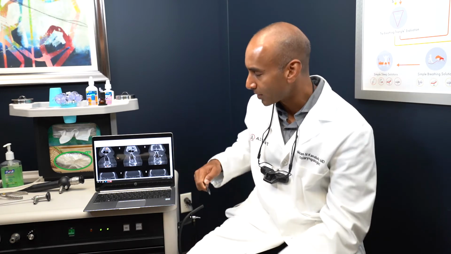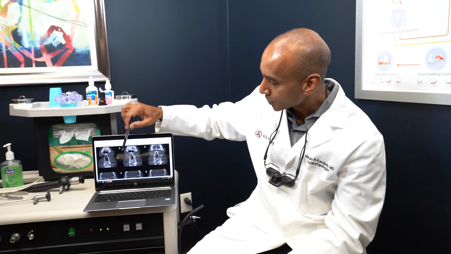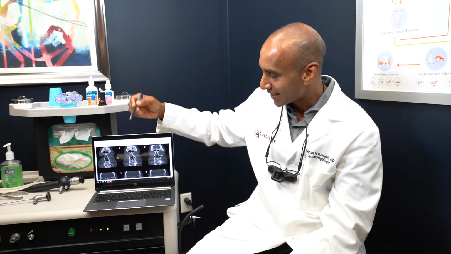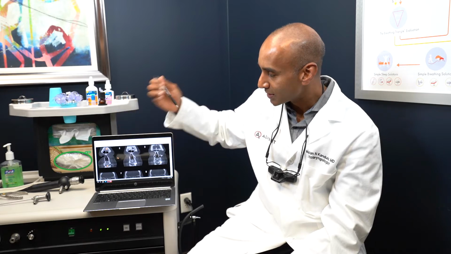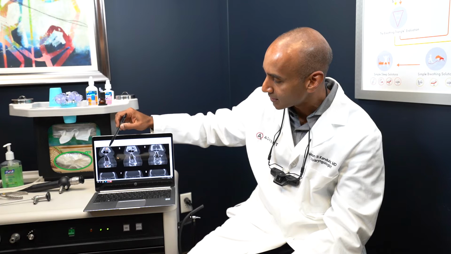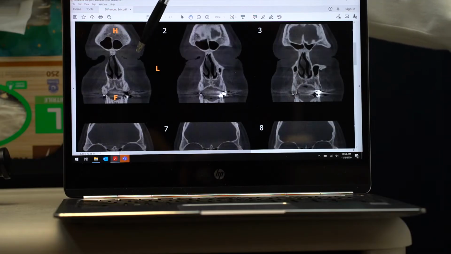I'll just demonstrate what I typically do, which is this. Each of these rectangles or squares here is a cut through somebody's face coming straight up and down. We're just walking our way backwards. CT imaging is X-ray imaging in 3 dimensions, and what this allows us to do is see beneath the surface of the face and into the sinuses and into the skull. Everything that's white here is bone. Everything that's gray here is soft tissue.